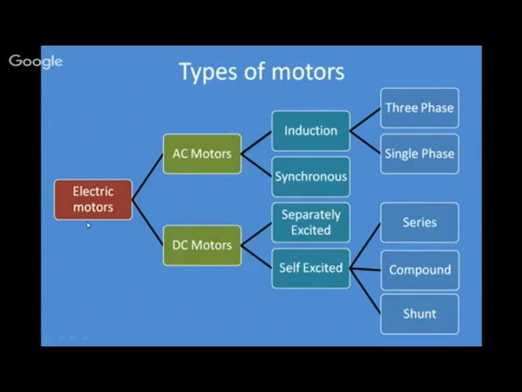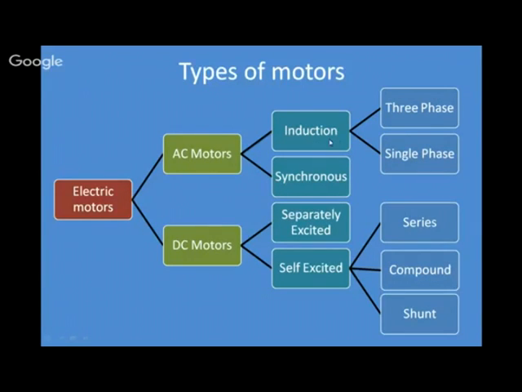We have different types of electric motors. The motors can be classified as AC motors or DC motors. AC motors can be classified as induction as well as synchronous. Synchronous motors are constant speed motors. So we use these types of motors in drives which require a very constant speed.